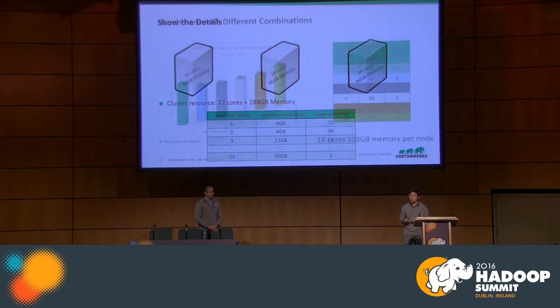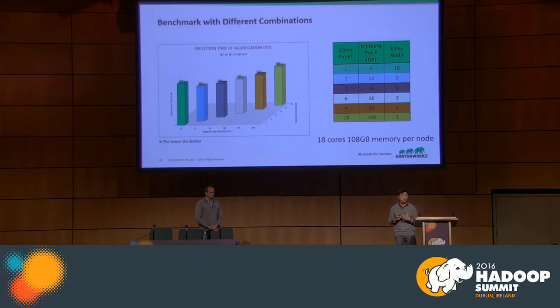So let me show you a benchmark about different choices. Here I use an aggregation benchmark to test the different combinations. You can see the x-axis means the memory per executor, which maps to the second column of this table. I choose the memory from 6 GB to 108 GB.